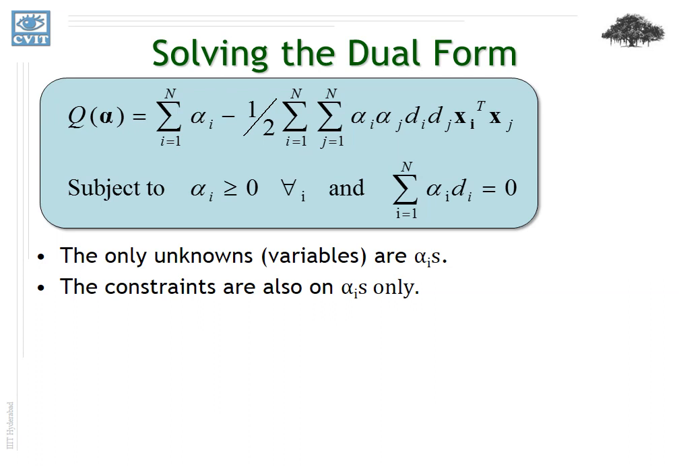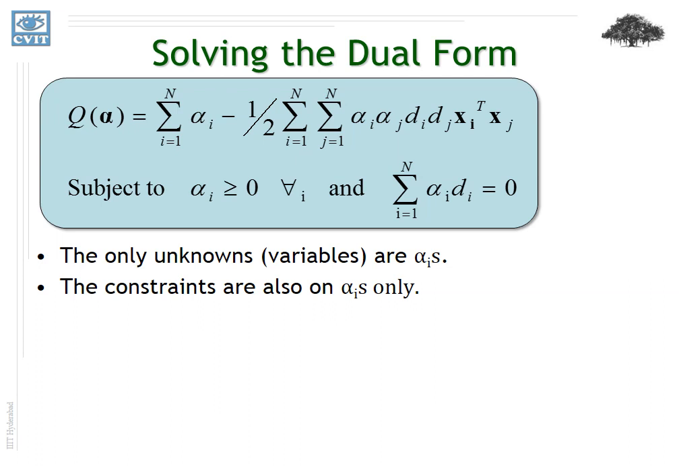Now we notice that the only unknowns here, or the variables here, are alpha i's, and the constraints are also on alpha i's only. There are no w's or b's in this formulation anymore. So this is exactly the same as J before, slightly rewritten in a different form, and we call this the dual form. And usually, if the primal form is a minimization problem, the dual is usually a maximization problem. So we have Q of alpha, which has to be maximized with respect to alpha. This has to be solved.